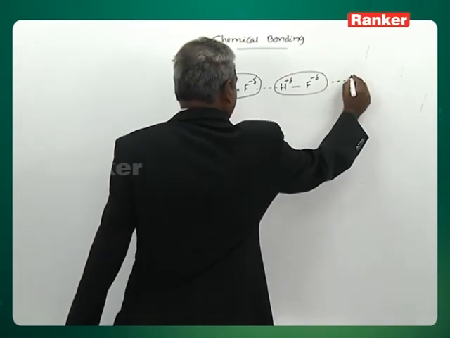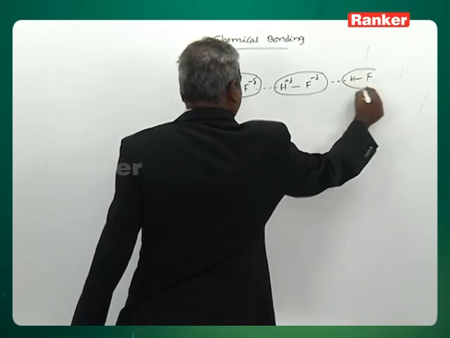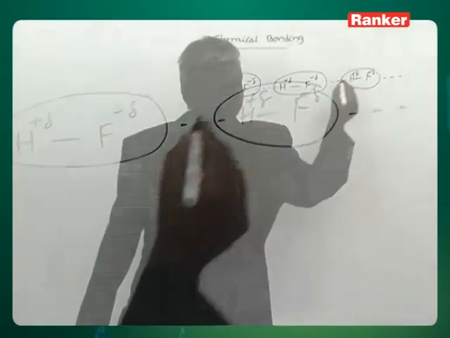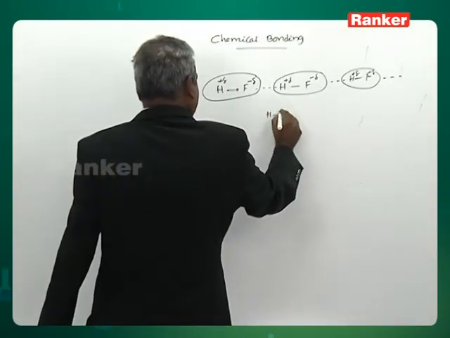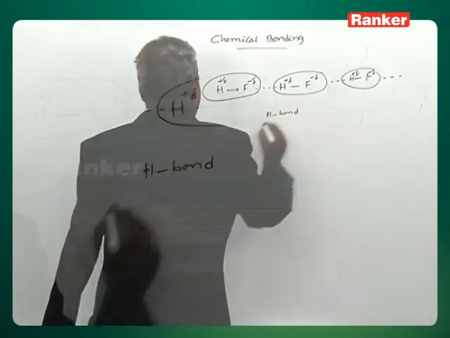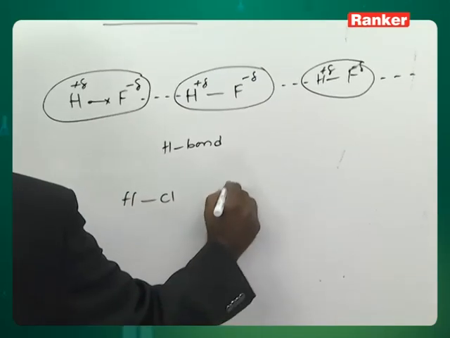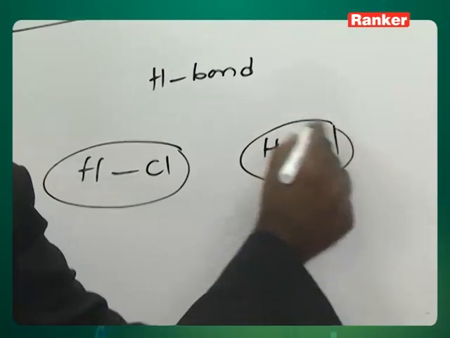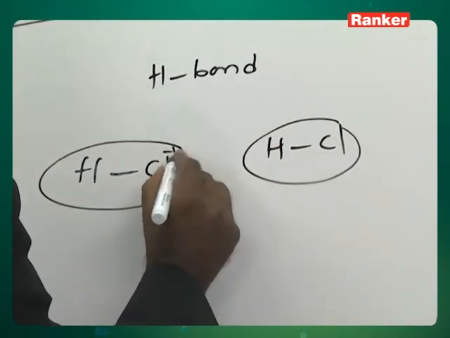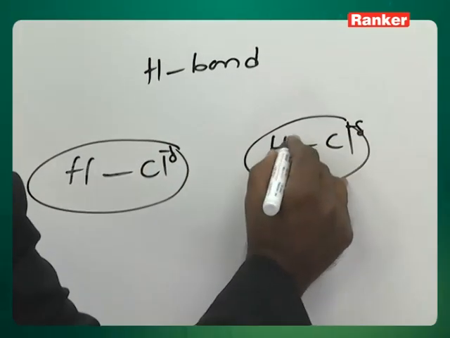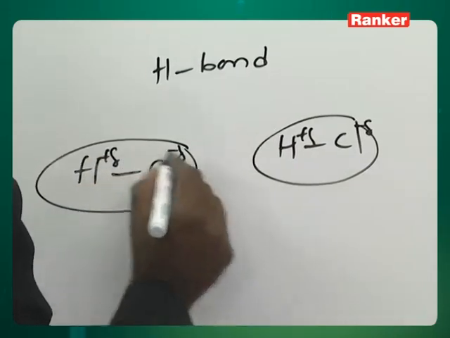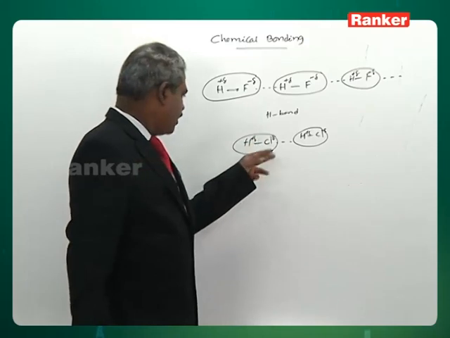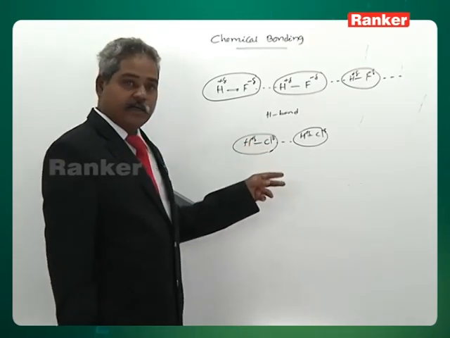HF, HF, HF, there is a strong force of attraction between molecules of HF, plus delta, minus delta. So, this is hydrogen bond. When compared to HCl and HCl, the attractions are very strong. Here also chlorine is minus, here also chlorine is minus, plus, minus, plus. There is attraction here also. Chlorine is definitely more electronegative, minus delta, plus delta.